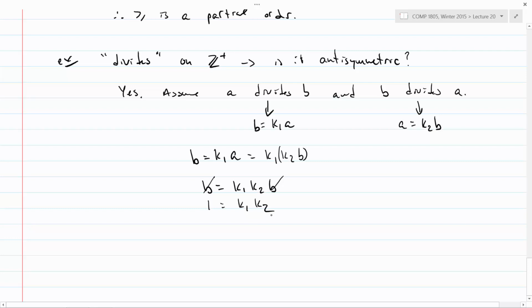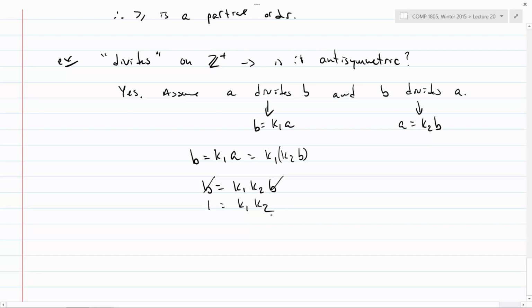All right. Why am I allowed to cancel those B's? I'm allowed to cancel them because they're positive integers. If it were possible that B was 0, it wouldn't make sense to cancel them because then I would be dividing by 0. But I know that B is a positive integer, therefore it's valid to divide by it.